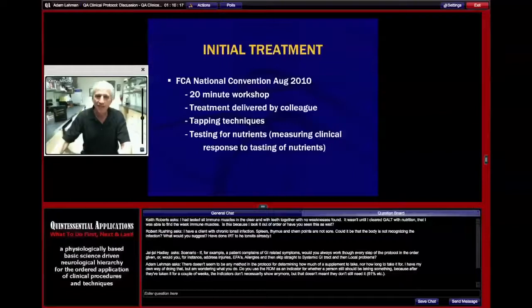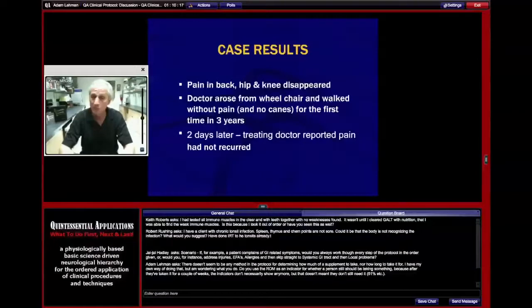Now, I'll tell you that the clinical response shocked both Dr. Schmidt and myself, and we've seen some wonderful things. The pain in his back, hip, and knee disappeared. That wasn't so shocking. We see that all the time. But the doctor arose from his wheelchair and walked irregularly because of the invaginated acetabulum, without pain and no canes, for the first time in 3 years. 2 days later, we were at a 3-day seminar. The treating doctor reported that the pain had not recurred in this patient, and it was the most profound thing he'd ever seen in his clinical practice, and he'd been practicing applied kinesiology since the early 1980s.